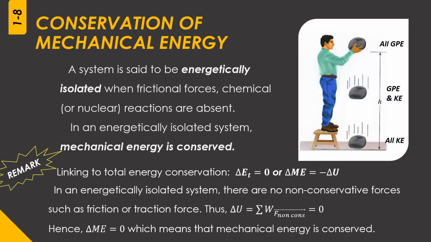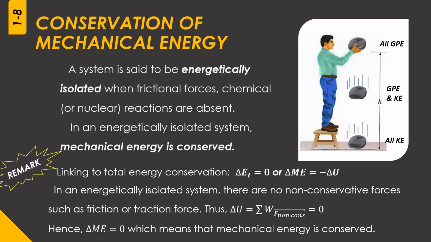Here we're dealing with mathematics. Delta ME equals minus delta U. In an energetically isolated system, there are no non-conservative forces, the forces which allow the change of internal energy, such as friction or traction force. Thus, delta U, which equals summation of work of non-conservative forces, equals 0.